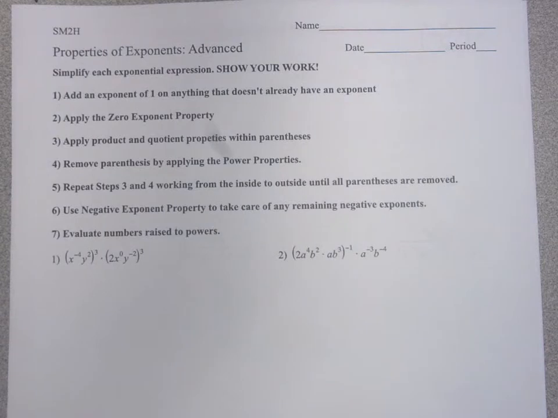So this is Properties of Exponents Advanced. And what we mean by advanced is that we've got a bunch of properties. We've got 7 properties. This week we talked about the negative exponent property. So now it's time to put it all together.